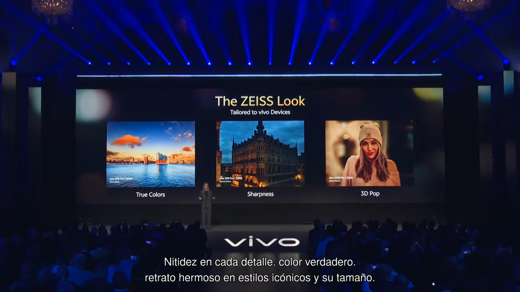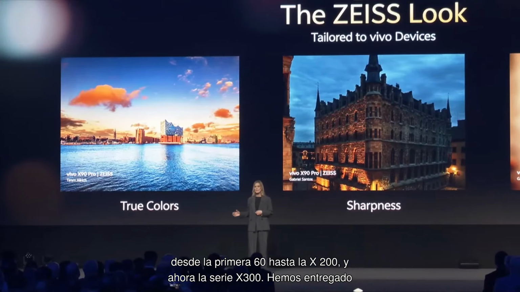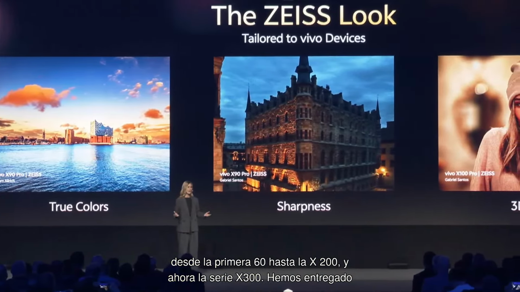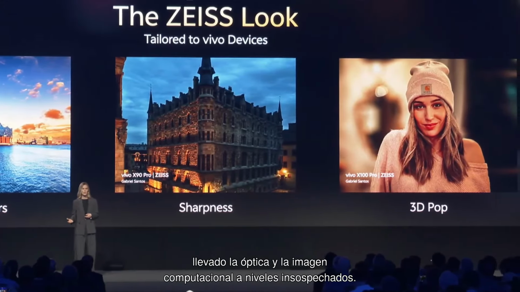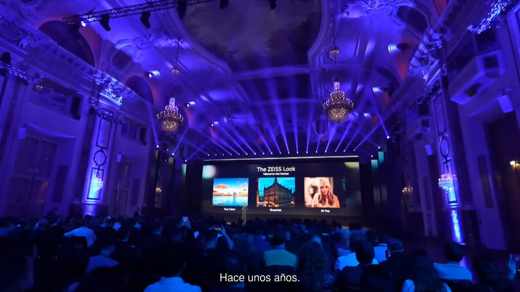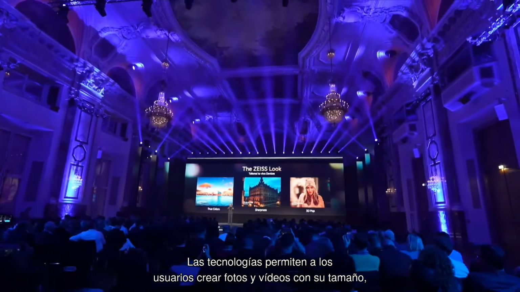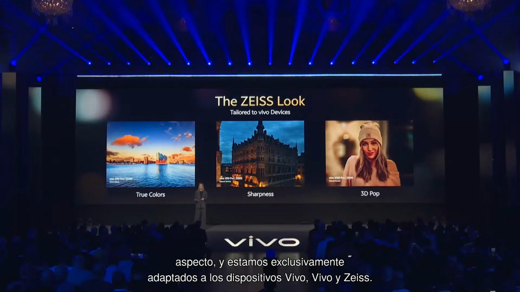Sharpness in every detail, true color, beautiful portrait in iconic styles, and that ZEISS look with 3D pop. From the first X60 to the X200 and now the X300 series, we delivered. We've brought optics and computational imaging to levels undreamed of a few years ago. The technologies allow users to create photos and videos with the ZEISS look, and are exclusively tailored to Vivo devices.